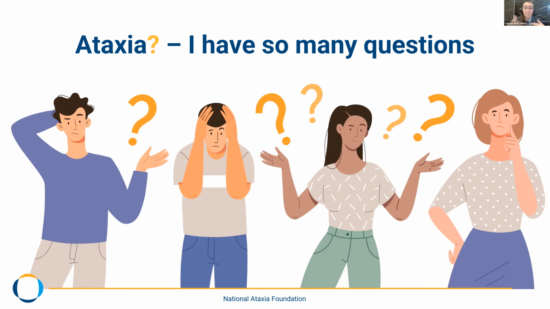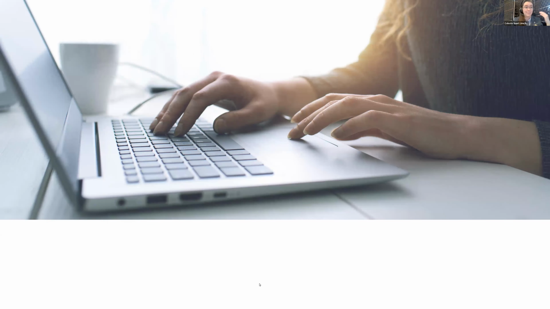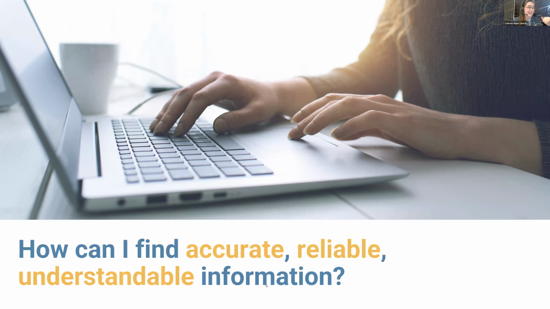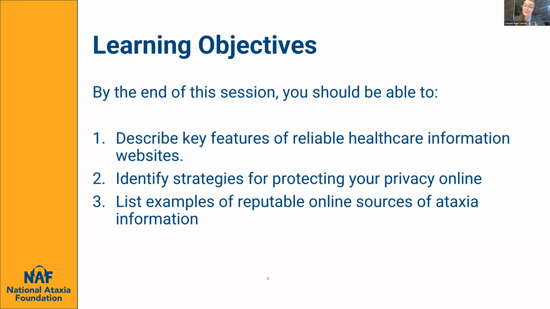Today we're going to be going through some broad general tips to help you navigate your journey in finding ataxia information online. What we're going to be focusing on today is how you can find accurate, reliable, and understandable information. By the end of this session, you should be able to describe key features of reliable healthcare information websites, identify strategies for protecting your privacy online, which is very important when we're dealing with healthcare information, and list examples of reputable online sources of ataxia information.